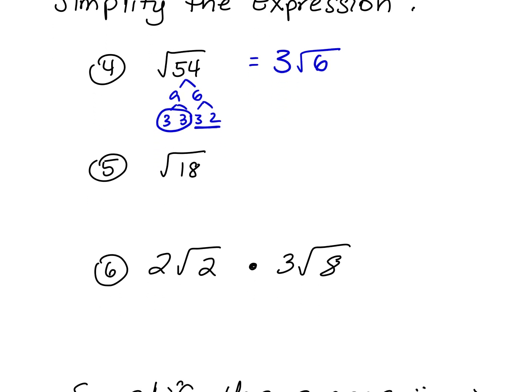All right, number 5. What are 2 factors of 18? 9 and 2, and 2 factors of 9? 3 and 3. What gets circled here? The 2 3s. So what comes to the outside? A 3. What stays on the inside? 2. Awesome. Whatever doesn't get circled has to stay on the inside.